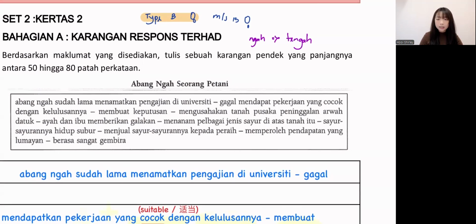Then, because this one is the kata nama am. Abang ngah is kata nama am. This is not kata nama khas. Because ngah is a short form of tengah. And tengah is not a name. Okay, that's why abang ngah is not a kata nama khas. It's just a kata nama am. That's why it will be the small letter.